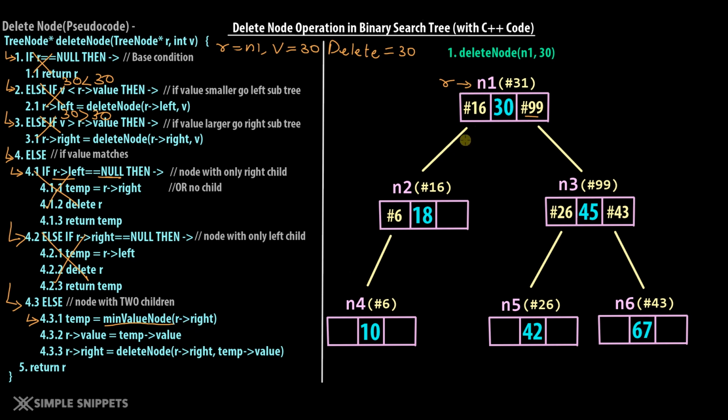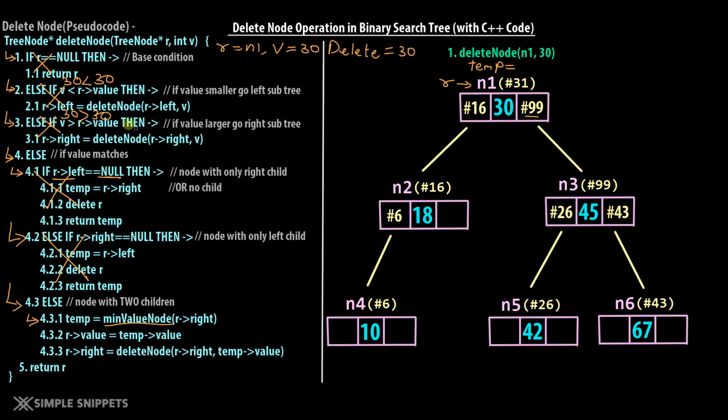Now remember in the algorithm when we were deleting a node with 2 children, there was step number 2a and 2b, and in 2a we were saying that we have to find the minimum value in the right subtree. So this is that function. Okay. So at step number 4.3.1 we are saying temp equals, and we are calling a minimum value node function. Now what is this minimum value node function?